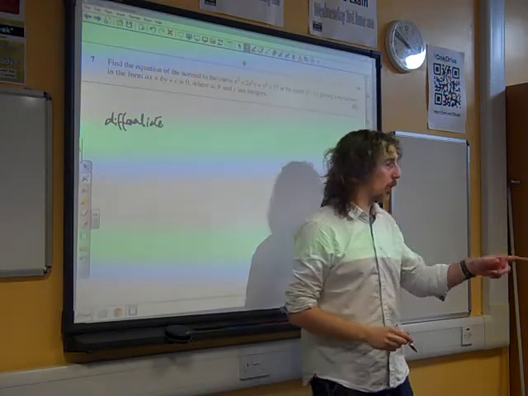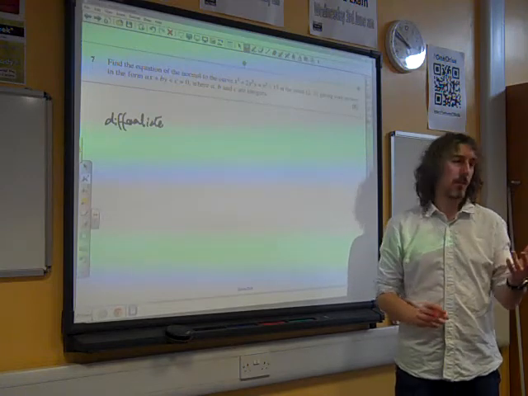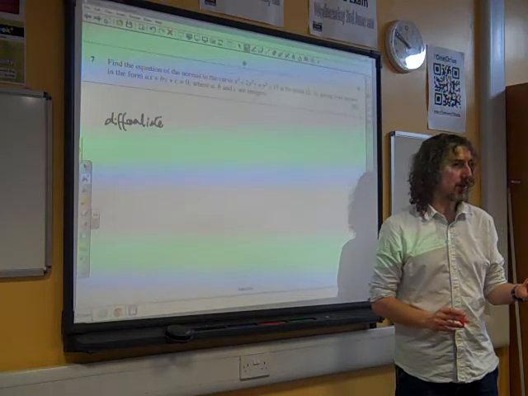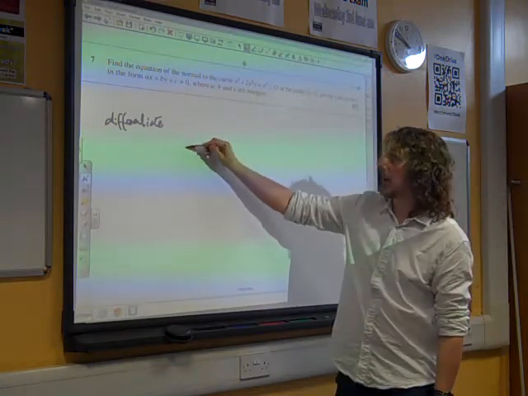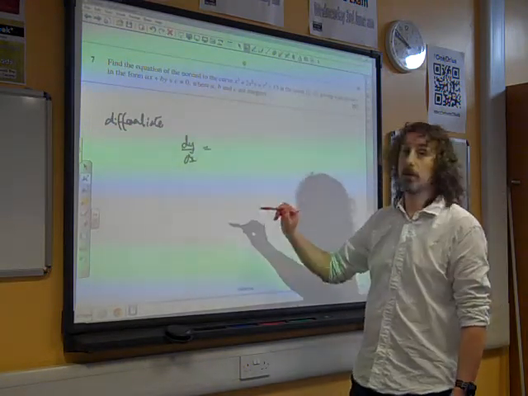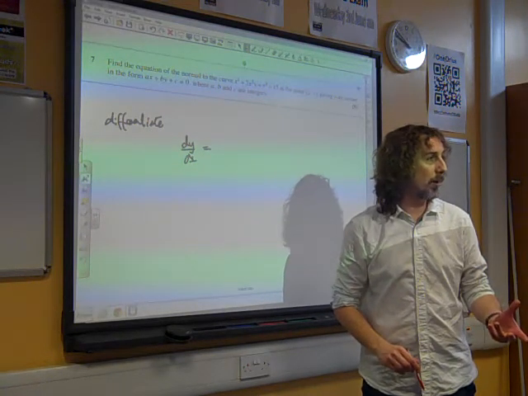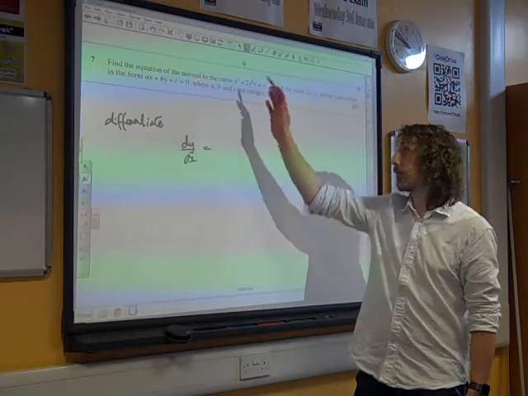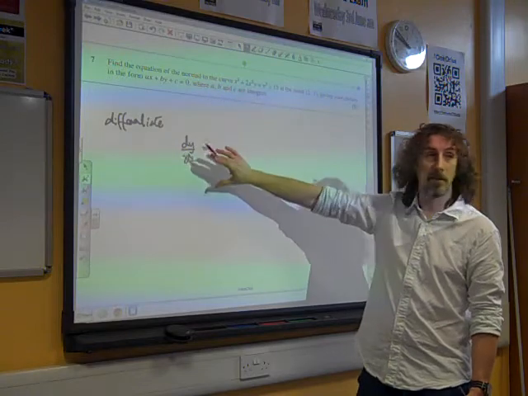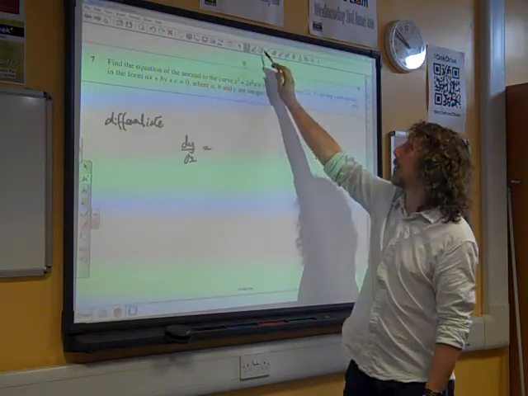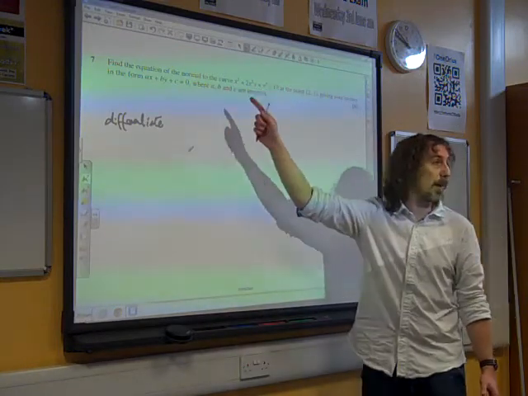A really important thing: in the mark schemes they'll allow you to get away with this as long as it doesn't turn into a wrong answer. But you really shouldn't be writing dy by dx equals when you start doing this, because that's not what you're doing. You're not equating something to dy by dx. You're differentiating each term. So if that's a habit you're in, get out of it, and don't write dy by dx at the start of this.